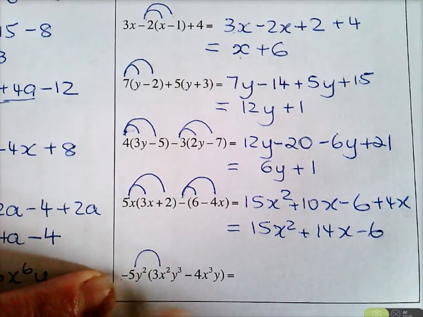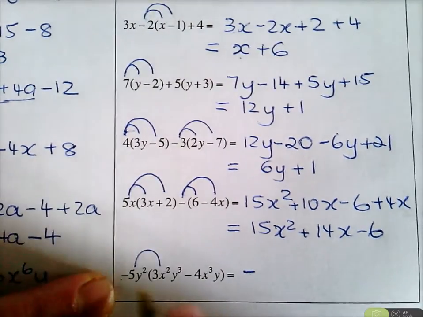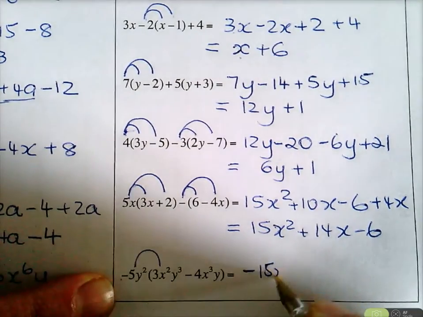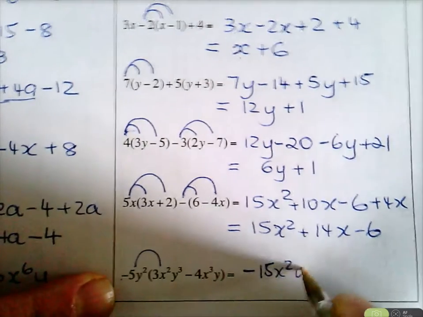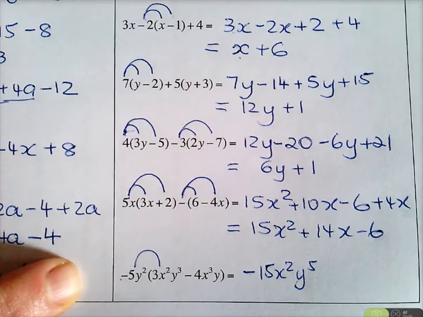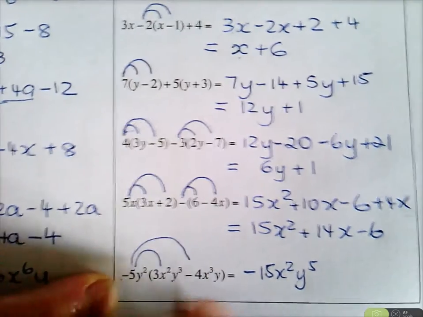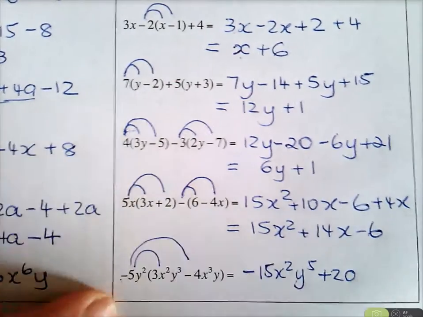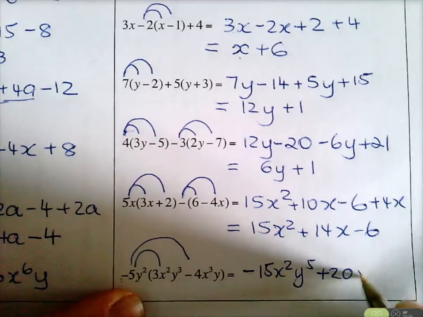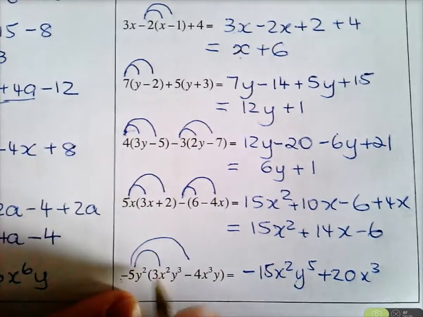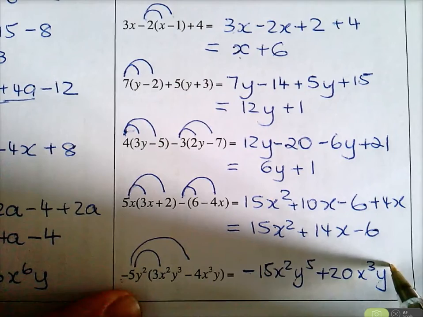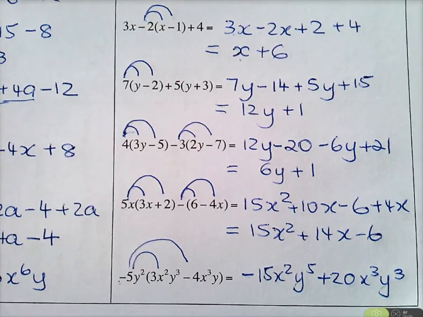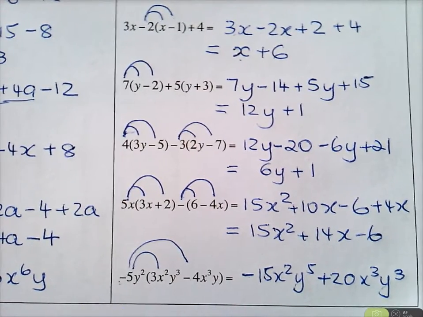Do the numbers. A negative times a positive is a negative. 5 times 3 is 15. Alphabetical. X squared is next. Y squared times y cubed is y to the power of 5. Next. A negative times a negative is a positive. 5 times 4 is 20. Any x's? X cubed. What about the y's? Y cubed. Okay, that's the end of expanding. Next video is factorizing.